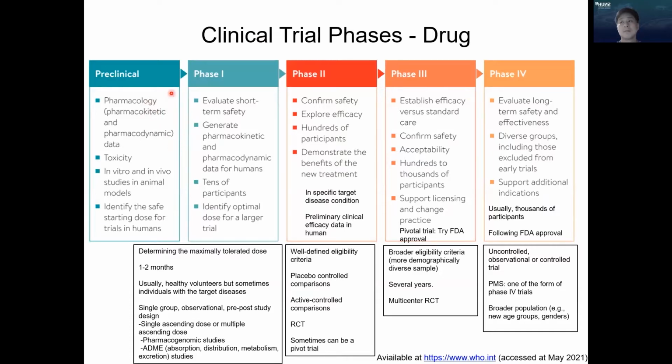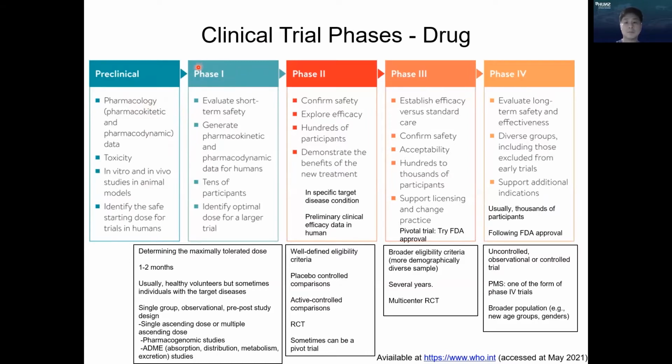The preclinical drug trial usually means in vitro or in vivo animal studies. In this preclinical trial, we can get pharmacokinetic, pharmacodynamic, and toxicity data, and the safe starting dose for trials in humans can be estimated.